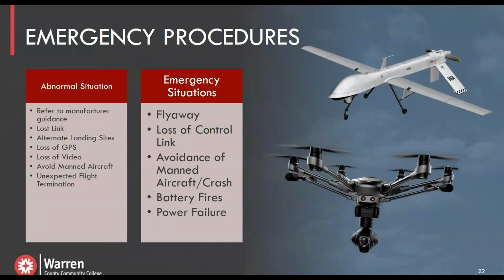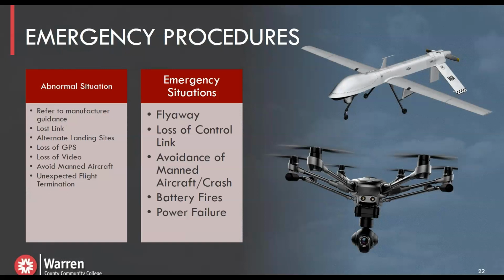Let's talk a little bit about emergency procedures. You have two different things: an abnormal situation versus an emergency situation. In anything abnormal, the catch-all answer is to refer to the manufacturer guidance. A lost link is an abnormal situation. It is not an emergency. You should have pre-programmed your drone, read your manufacturer's guidance, and come up with lost link procedures.